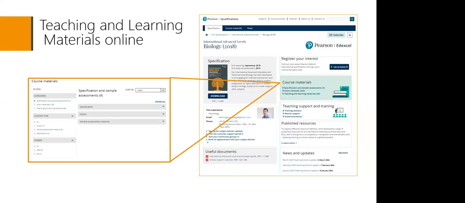The web page for Pearson has 4 tabs. It's got specification, it's got sample assessment materials, which I was referring to, exam materials, which are documents including past papers, mark scheme and examiner's report. And of course, this is continually added to as more exams are sat. And teaching and learning materials. There's exemplars, lesson plans, course planner, and much more.